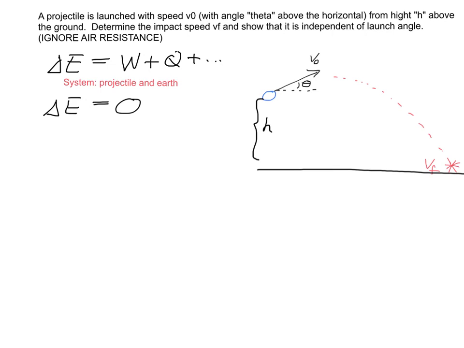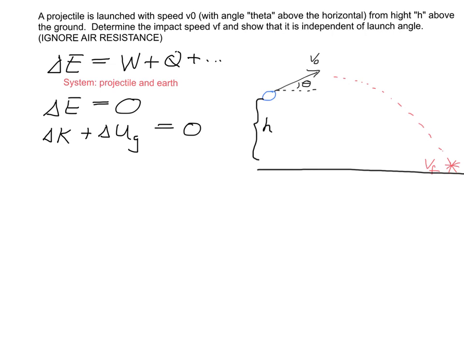Now we need to think of the forms of energy that can change in this process. Of course, this is the total energy of the system. The forms we have in play are kinetic energy and gravitational potential energy. We're not really worried about changes in the Earth's kinetic energy, but we do have a change in the projectile's kinetic energy, and we certainly have a change in the potential energy of the projectile-Earth system because of this change in height. So let's put those in.